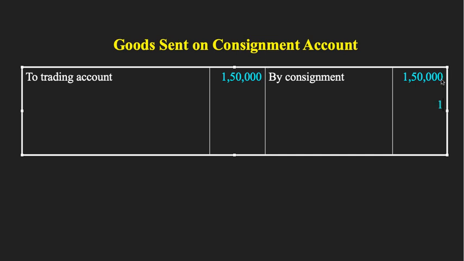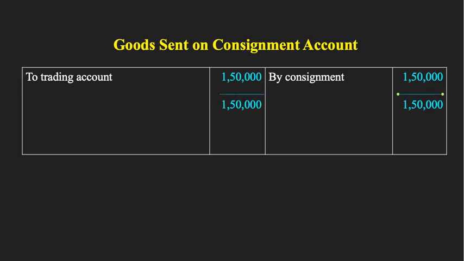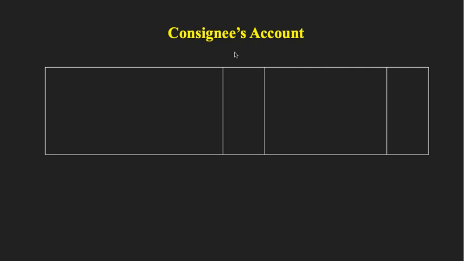Here how much is it? 1,50,000, and here again this is how much? This is again 1,50,000, right? Okay, so this is the goods sent on consignment account. After that we have the consignee's account. So this is the consignee's account.